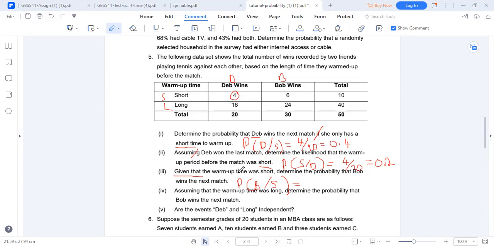So given that the warm-up was short, find the probability that Bob wins the next match. So you find where they meet, Bob and short. They meet at 6. So 6 given the total for short, which is 10. So here we're going to have 0.6. So try part 4.